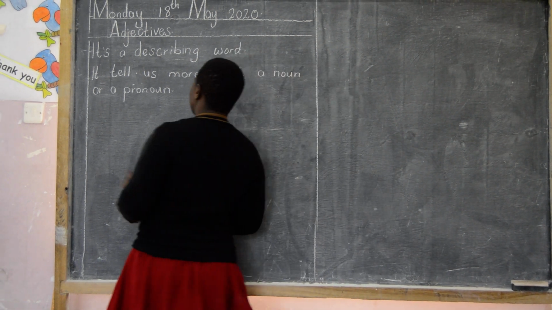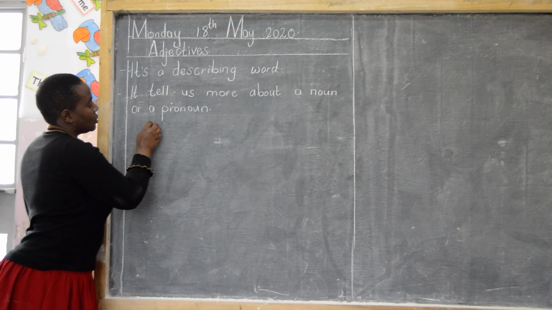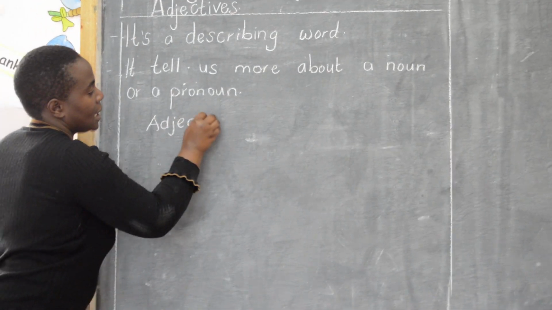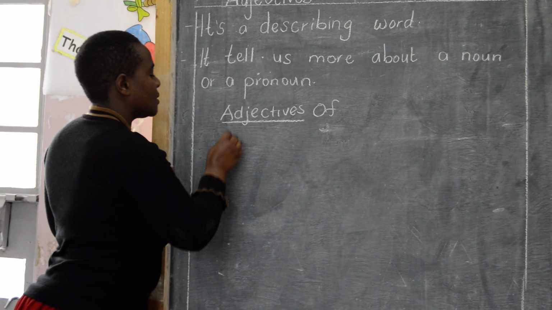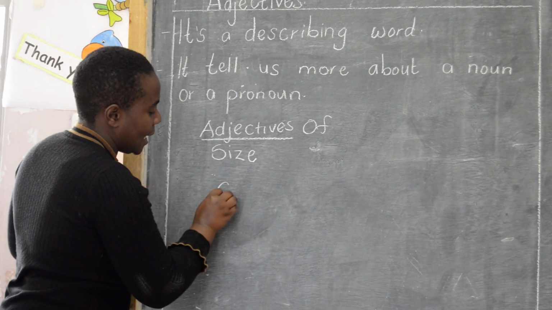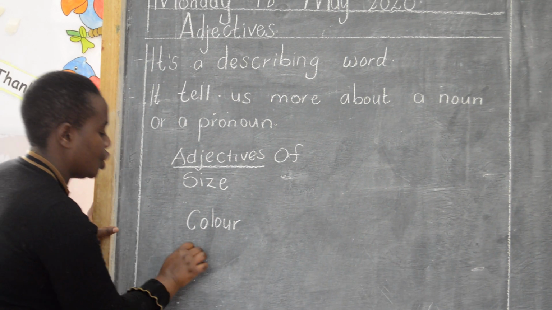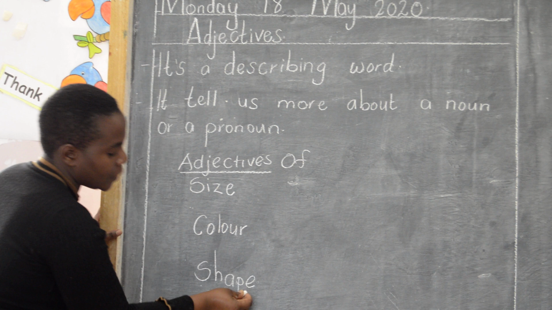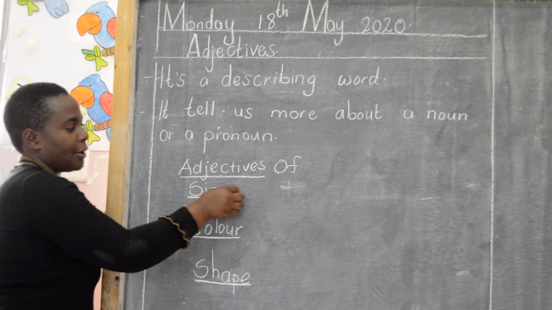Today we are going to see different adjectives you're supposed to learn in grade 3, three different adjectives. We are going to talk about adjectives of size, then color, and then shape. So we are going to use these three types when we are describing.